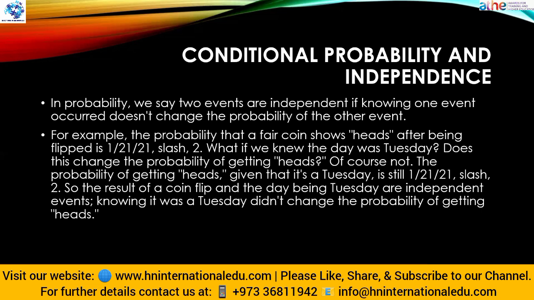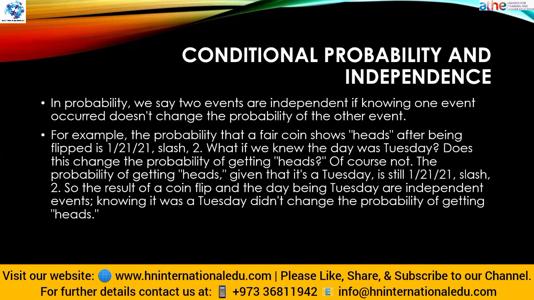If one event is going to happen and it's not going to affect the occurrence of another event, then this is the independent probability. For example, the probability that a fair coin shows head after being flipped is 1/2. When you flip a fair coin, the probability of heads is 1/2. That is basically the probability of occurrence for a fair coin.